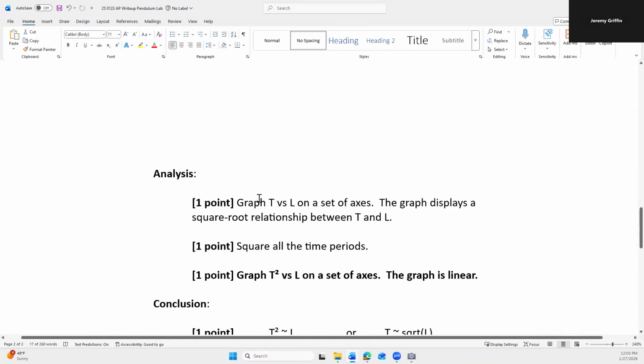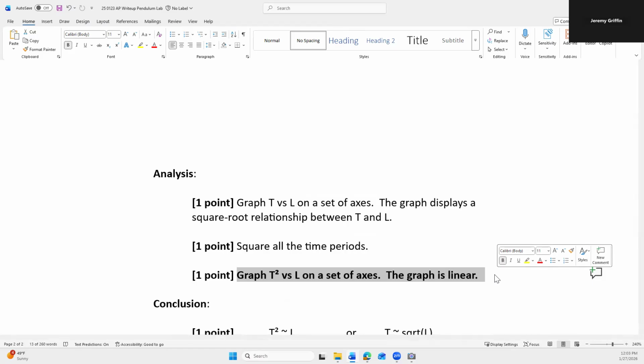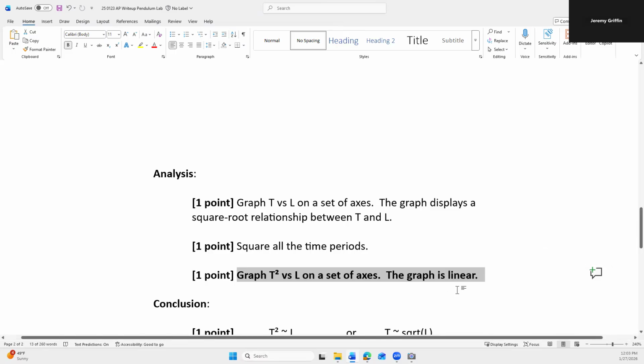All right, so graph T versus L on a set of axes. The graph displays a square root relationship. Therefore, square all the time periods and graph T squared versus L, and the graph will show up as linear. Right? Now, by the time you take the AP exam in a couple of months, you will be expected to know how this is going to work out. Right? You'll have the equations running. Oh, I need to show you the equations too from the AP page, before you leave class. But here, we've got some things to finish first. Yeah, you'll eventually turn this in. Right.